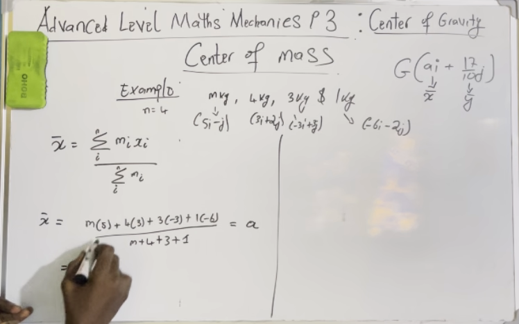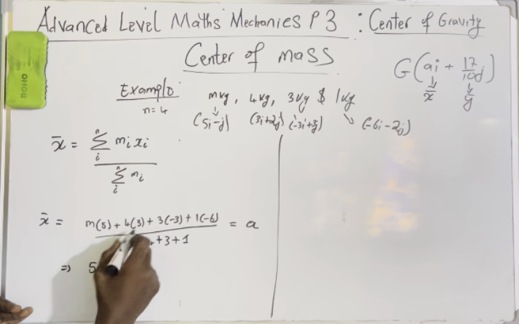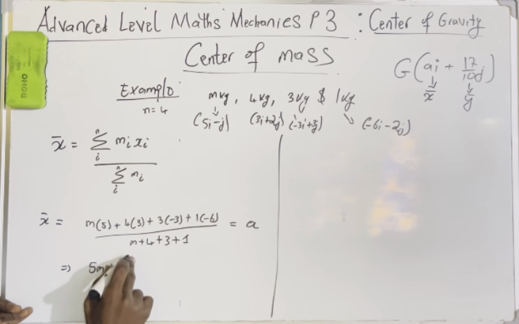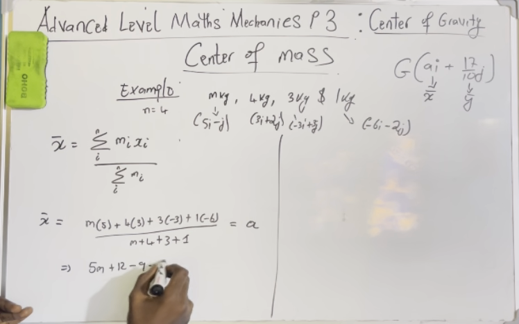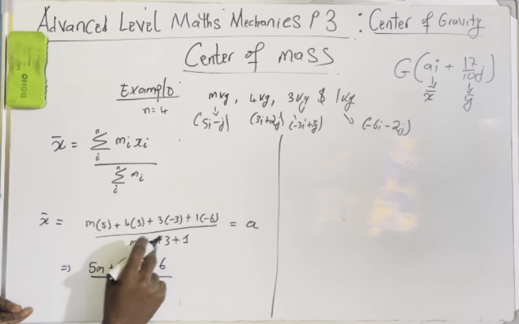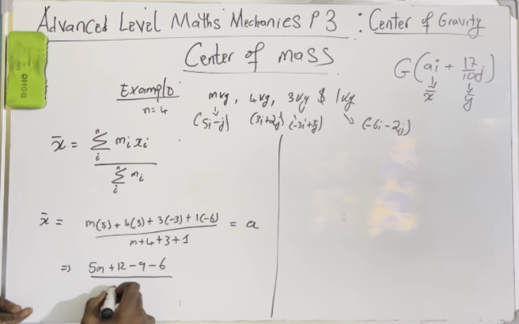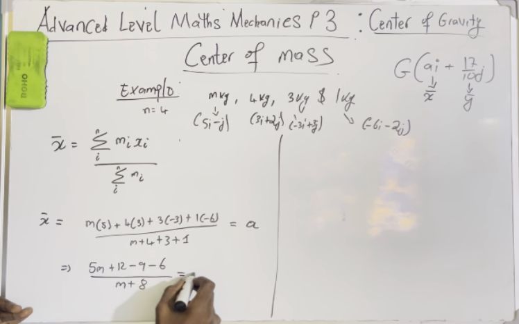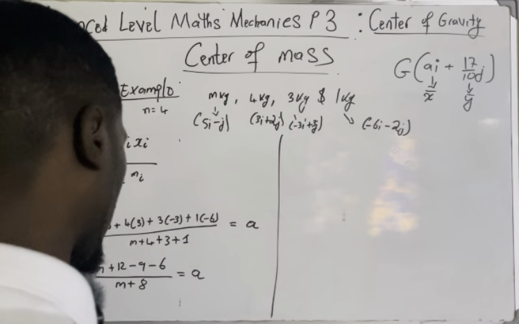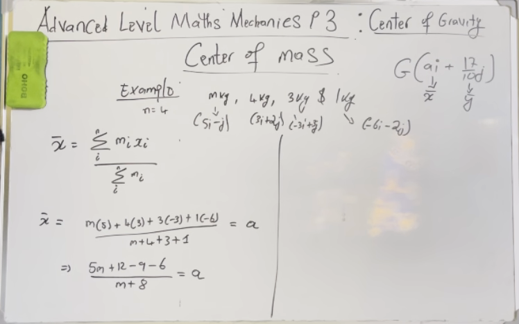So I will have here, this implies I will have 5m plus 4 times 3 is 12. But in here will be -9 minus 6 all over 4 plus 3, 3 plus 1, 4, all over m plus 8 should give us A. Okay, student. So I will have here 12 minus 9 minus 6 giving us -3. So this implies 5m minus 3 all over 8 all over m plus 8 takes the value A.